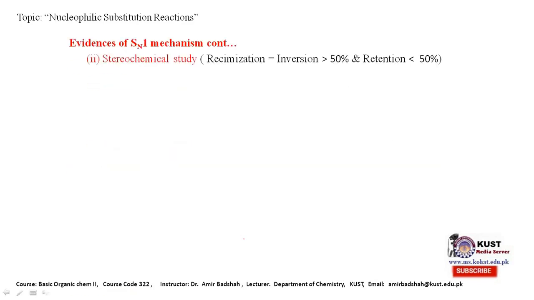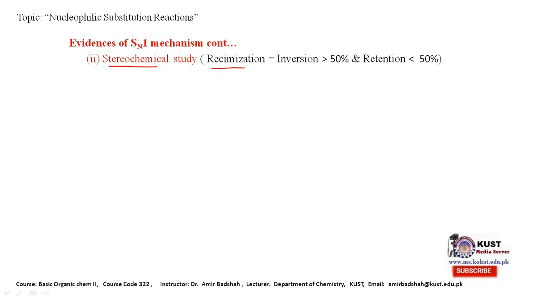Now, what are the evidences through which we can say that this reaction has followed the SN1 mechanism? The first evidence is the stereochemical study. What happened here? A racemization takes place. Remember, racemization is the phenomenon in which half of the molecules retain the configuration and in the other half, inversion of configuration takes place, so we can get a mixture of both S and R.